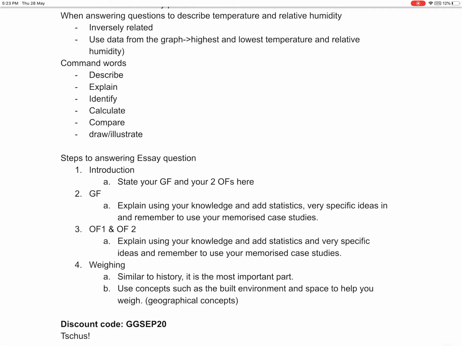And the last step is weighing. Similar to history, it is the most important part, to give you your highest band of the LORMS, and you have to use concepts such as the built environment and space to help you do weighing. For example, your geographical concepts: what is more important, space, what are the impacts, economic, social. You all have to weigh what are the costs and what are the impacts. Are the gains more than the losses? So you have to think about that when you're doing your weighing.